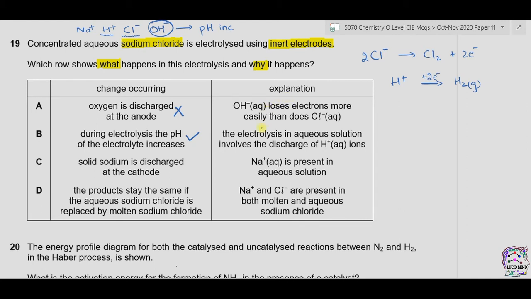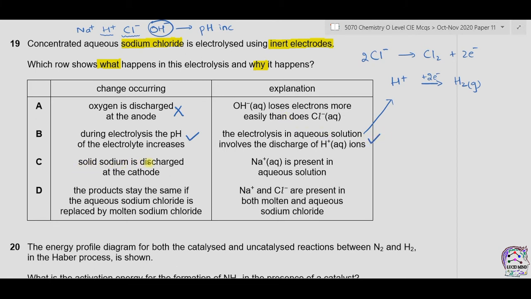Now let's move towards the explanation. The electrolysis in aqueous solution involves the discharge of H positive ions. As H positive ions are converting into hydrogen, the balance between H positive and OH negative is disturbed. So therefore explanation is also correct.